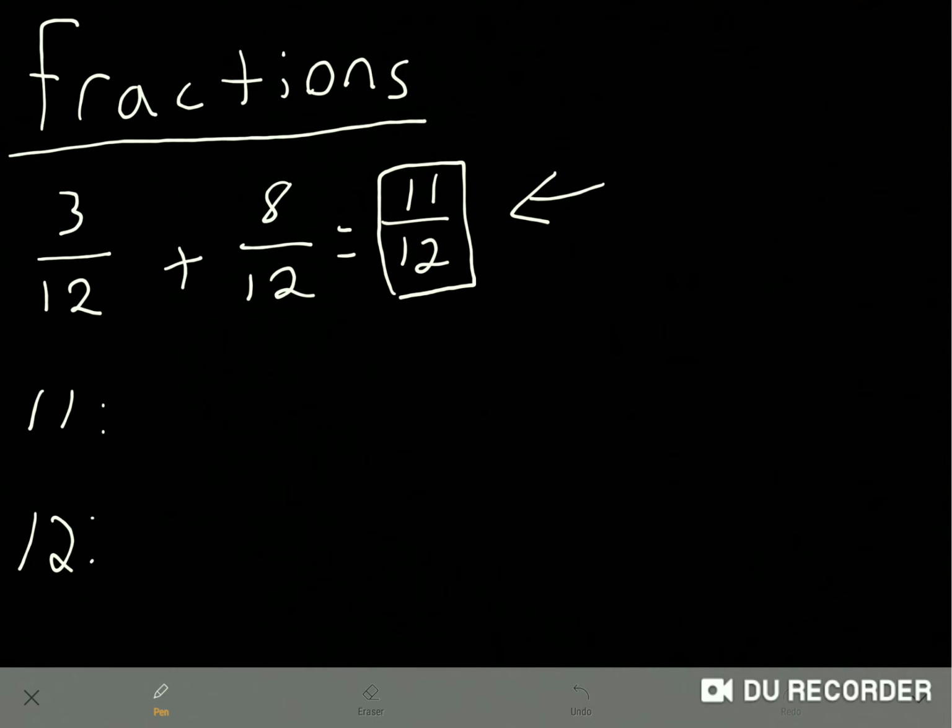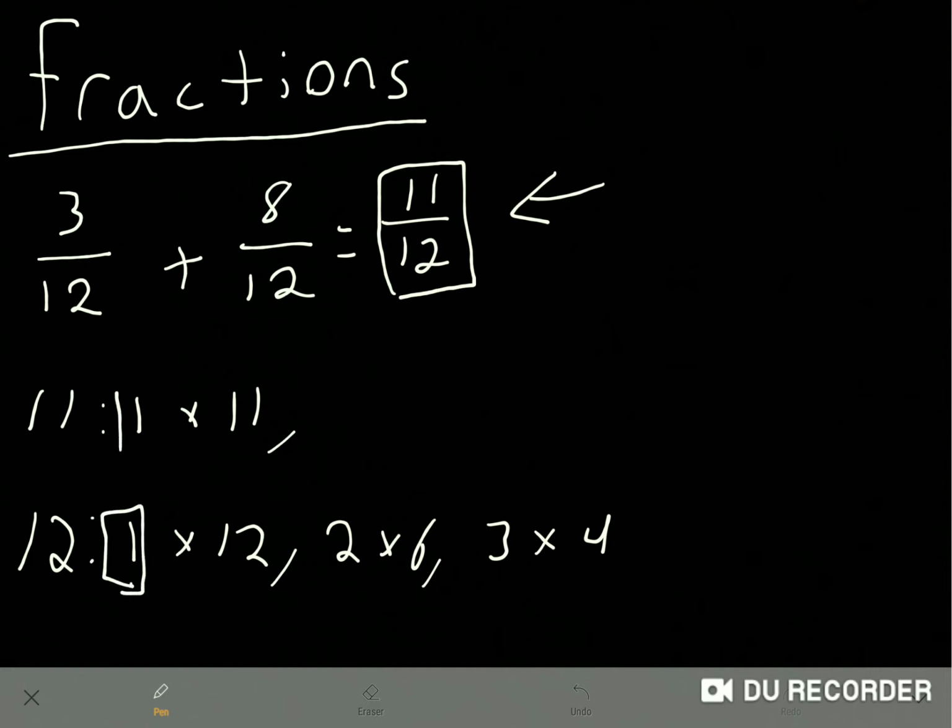Now we know for 11, we can multiply 1 times 11, but that's really it. For 12, we could do 1 times 12. But we can also do 2 times 6 or 3 times 4. Now this is when we're looking at the greatest common factor. Now the greatest common factor that 11 and 12 have is 1. That's the only one that they share. But multiplying or dividing by 1 won't change the number. It will still be 11 over 12. So we know that that's as simplified as it can be.